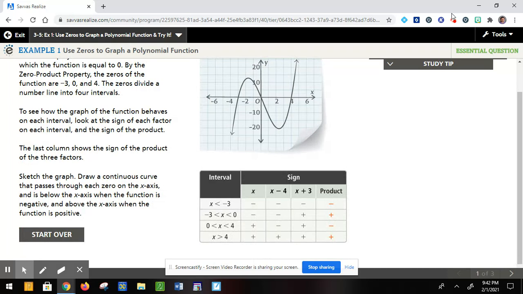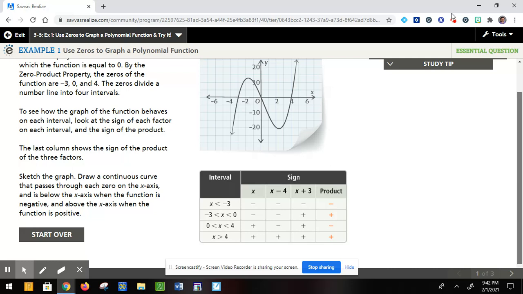You don't know how high it goes, what the relative min or max is, but just from that information, just by finding the zeros and then doing this signed interval thing, you can at least get a sense of which side of the x-axis it's on and where it crosses the x-axis. And that'll give you the curve.